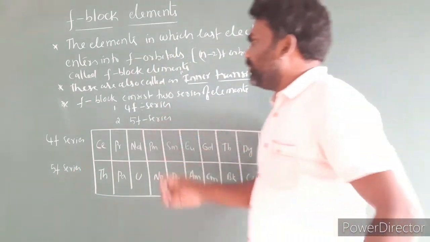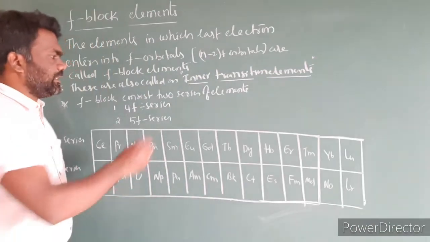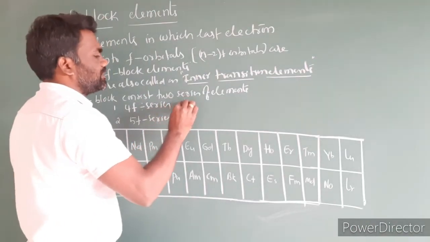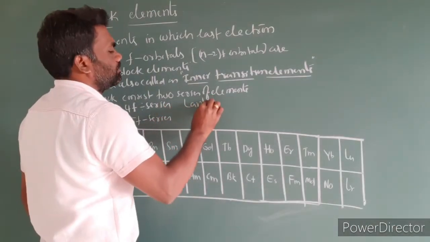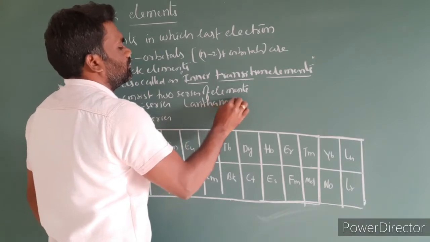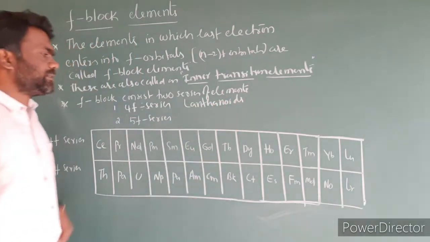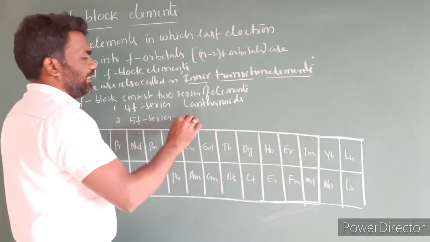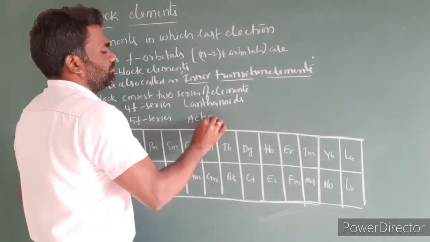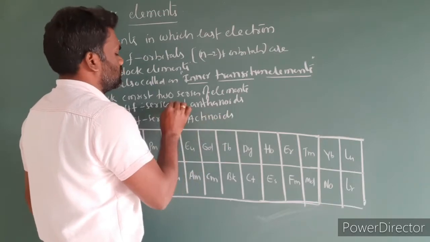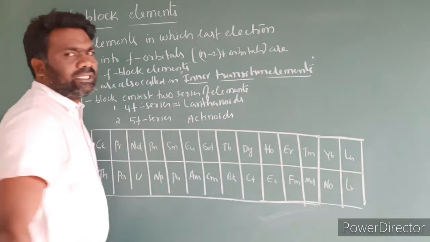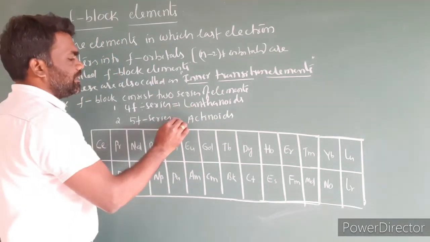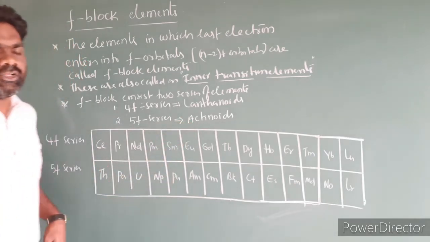Next, the 4F series elements are called lanthanides, and the 5F series elements are called actinoids.